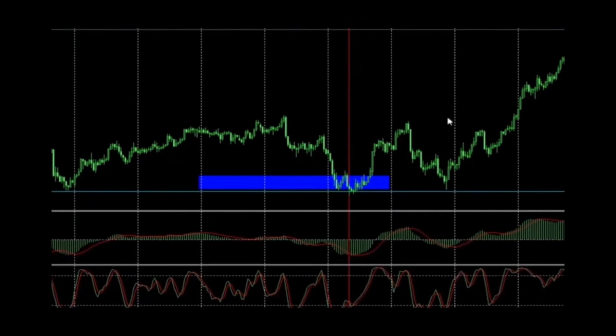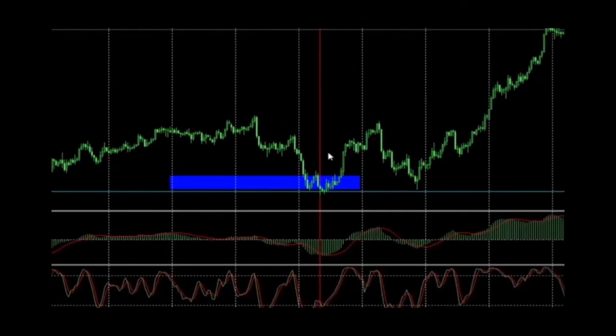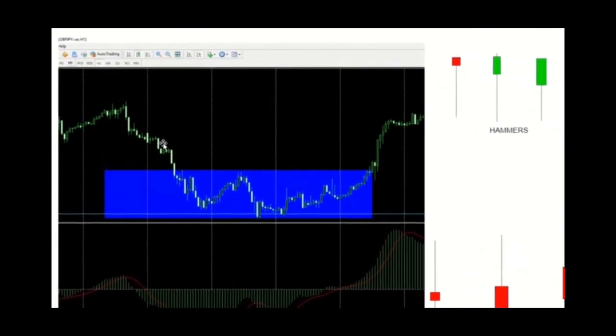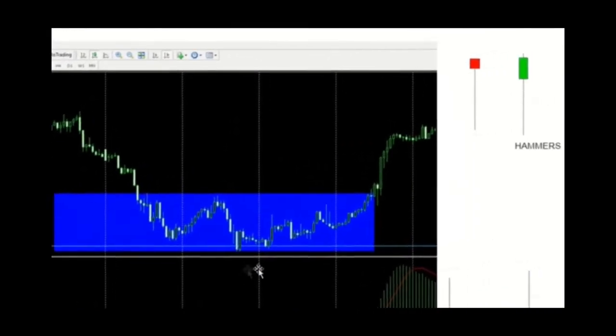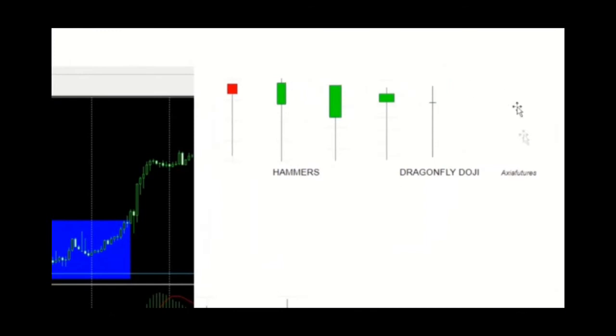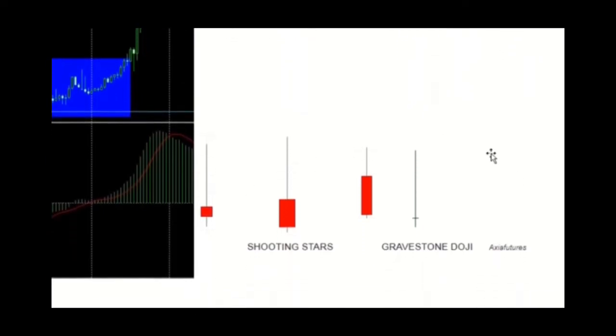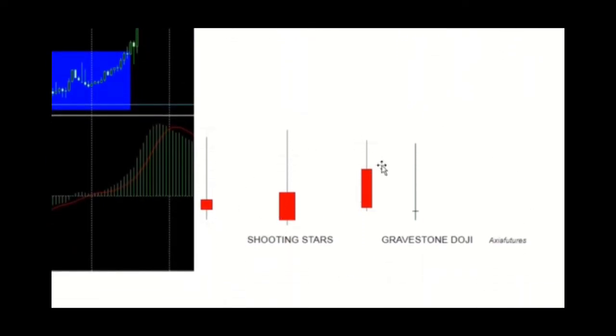Now, let's take another look at other things. Before I jump in a trade like this, there's other major key things that I must have before I take a trade like this. Let me show you. One of the major key things that I must have before I jump in a trade is a reversal candle, okay? Here, you can see examples of what I'm talking about. If you're looking for buys, you're looking for candles like these: hammers, dragonflies, doji. And if you're looking for sells, you're looking for shooting stars and dojis, like this.